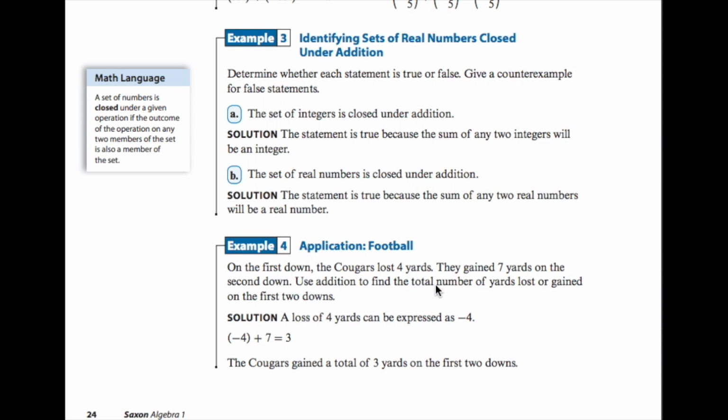Use addition to find the total number of yards lost or gained on the first 2 downs. You can see here in our solution how it's set up. If you lost yards, that's negative. If you gained yards, that's positive. Find the difference between those because it's different signs. Different, subtract. 7 minus 4 is 3. Because 7 is the larger absolute value, the answer here is going to be positive because 7 was positive. So they went positive 3 yards after those 2 downs.